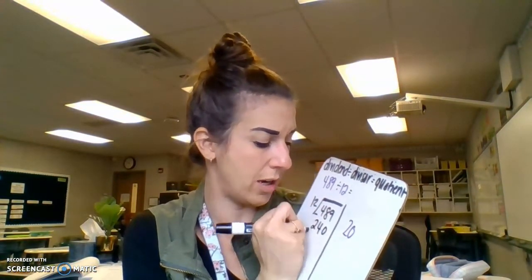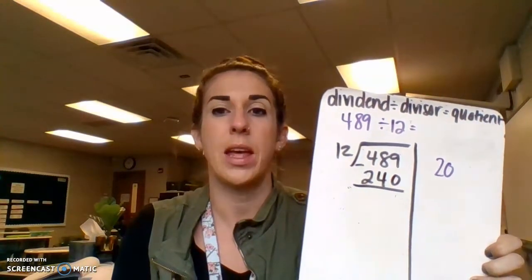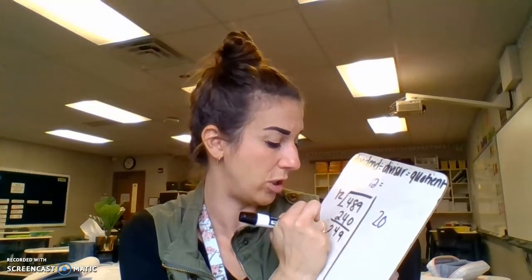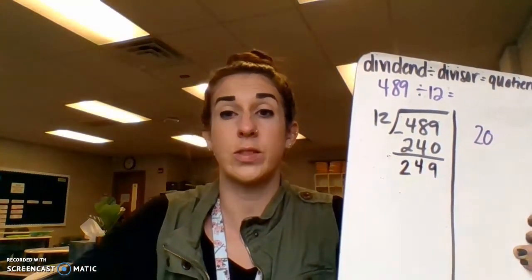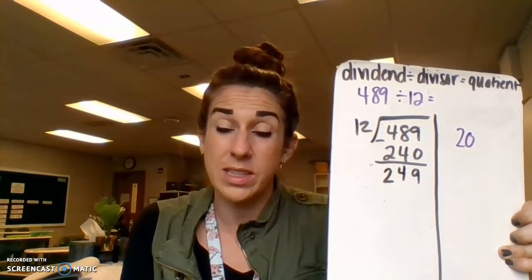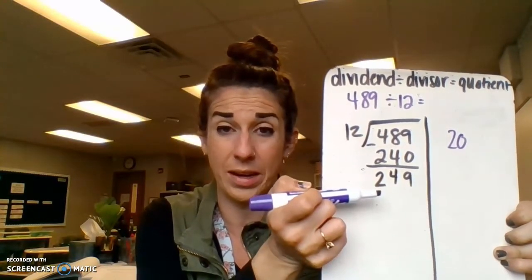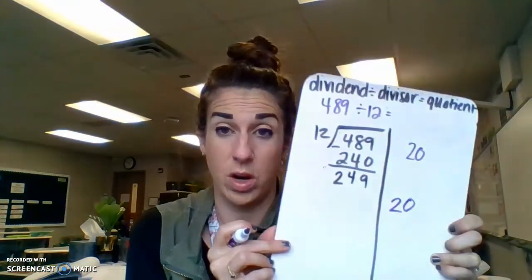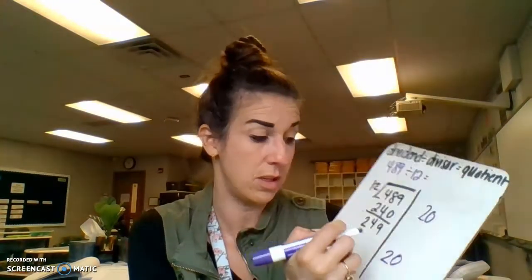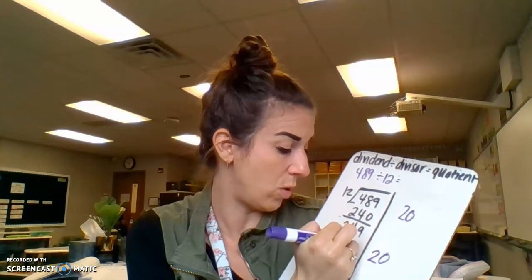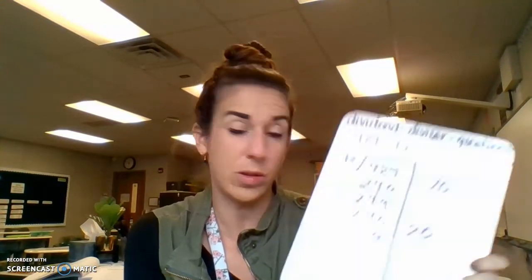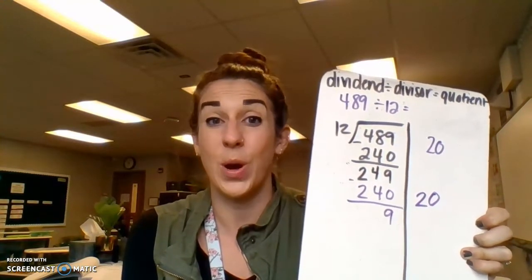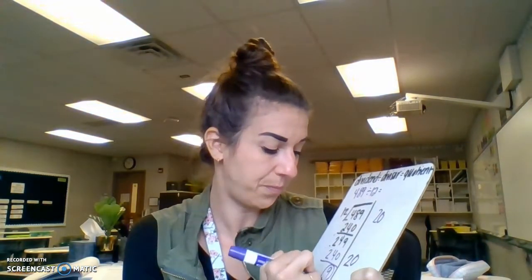And I'm going to subtract 240 from 489. So again, normal subtraction. I then have 249 left over. I notice that 240 can actually go into 249 again. So I'm going to write my 20 over here because 12 can go into 249 20 times. 20 times 12 again, 240. And this time I only have 9 left over. I can ask myself, does 12 go into 9? No. So 9 becomes my remainder.